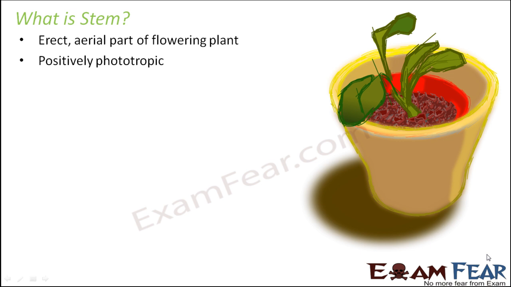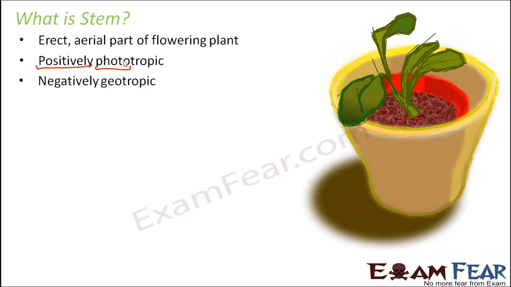Positively phototropic. So what do we mean by positively phototropic? Positively means towards. Photo is light. That means it grows towards light. It grows upwards. That is why it is positively phototropic. But if I talk about root, is it positively phototropic? No. It is generally negatively phototropic. That is, it always tends to grow away from light. That is why it grows downwards.